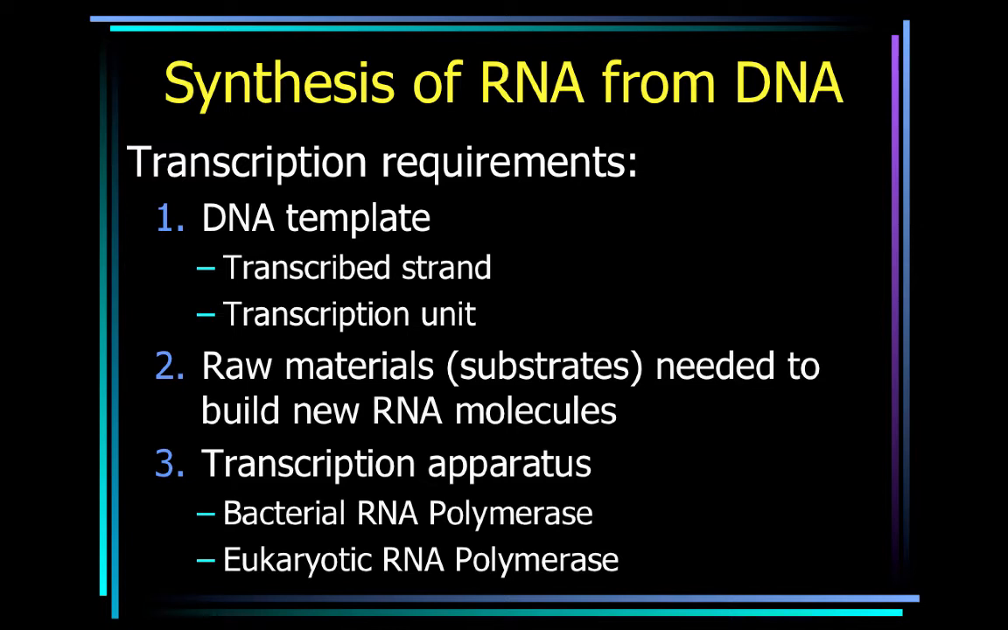You also need substrates or raw materials to actually build the new RNA molecules. This is going to be similar to DNA replication like we talked about in chapter 12, just not as many substrates are going to be utilized. And finally, you need a transcription apparatus. So in bacterial cells, we have bacterial RNA polymerases, and in eukaryotic cells, we have eukaryotic RNA polymerases.